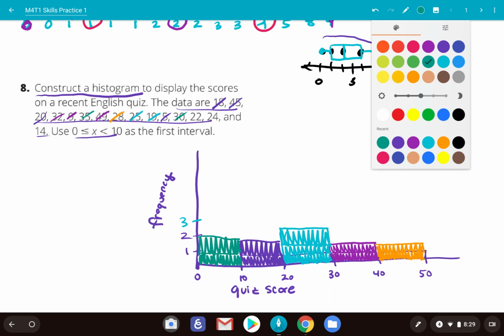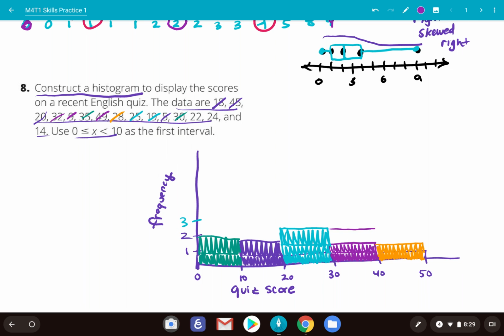30. 22 and 24 are both going to go in the second bin. So that's going to go 4, 5. That's 4. That's 5. 14 is our last one.